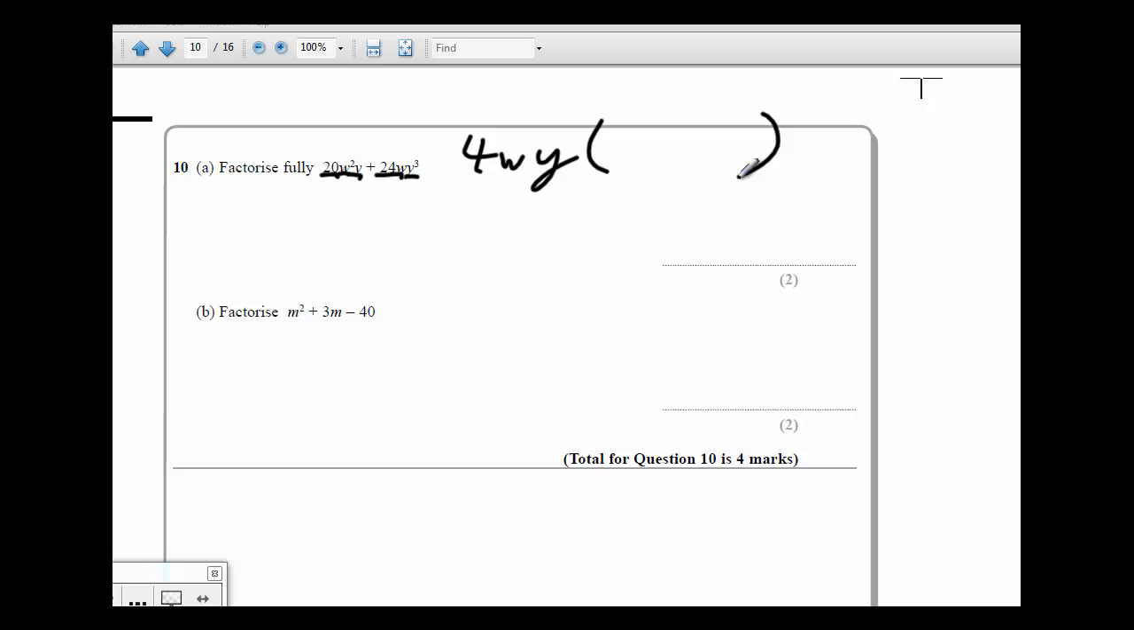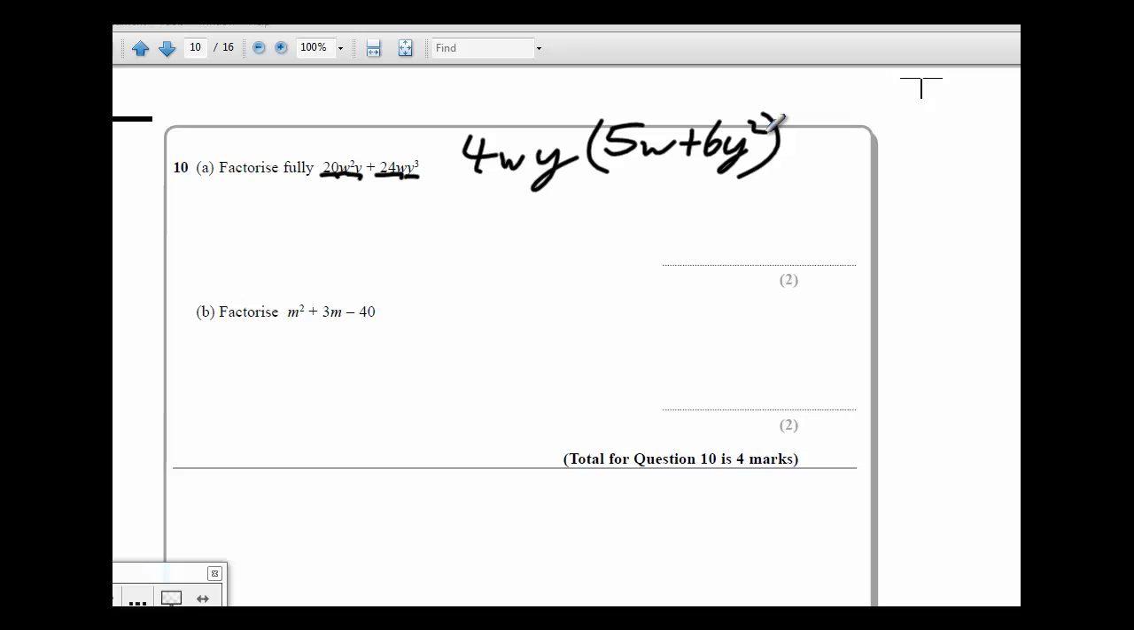What do I multiply by 4 to get 20? That's 5. What do I multiply by w to get w squared? That's w. And what do I multiply by y to get y? Well, that's just 1, so I leave it alone. What do I multiply 4 by to get 24? That's 6. What do I multiply w by to get w? So that's just 1, so I leave it alone. And what do I multiply y by to get y cubed? That would be y squared.